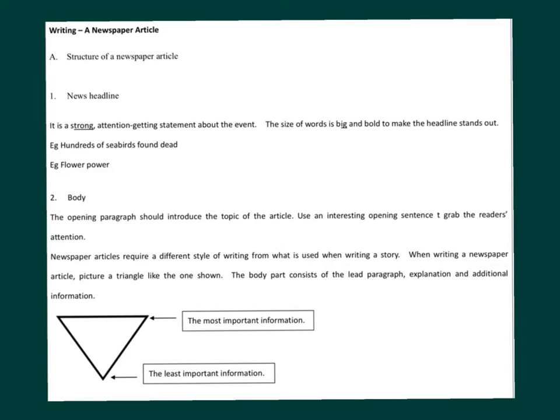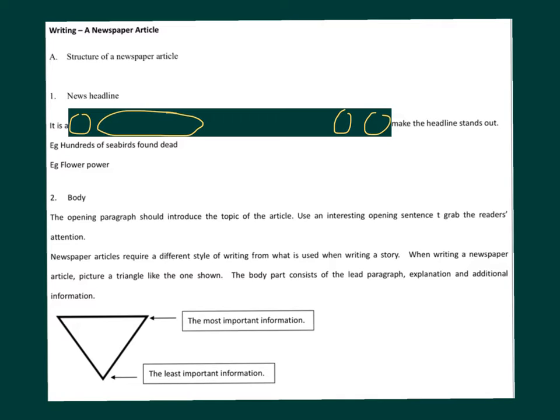Writing a newspaper article. A. Structure of a newspaper article. Number 1. News headline. It is a strong, attention-getting statement about the event. The size of words is big and bold to make the headline stand out. For example, hundreds of seabirds found dead. For example, flower power.